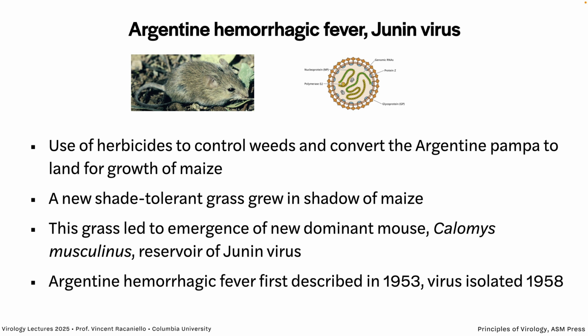That grass was eaten by a new mouse, the Calomys musculinus, which happened to carry Junin virus. So the mouse wasn't there before because it wasn't the right vegetation for it. But when we changed the vegetation, the mouse came in, and then as people went in to harvest the maize, they got Argentine hemorrhagic fever, first isolated in 1953. Again, the stuff we do is responsible for us getting infected.